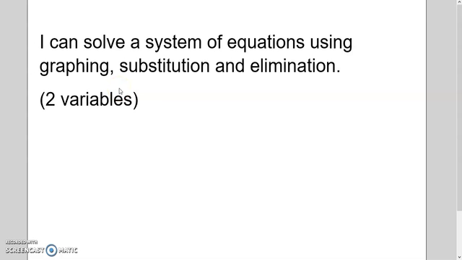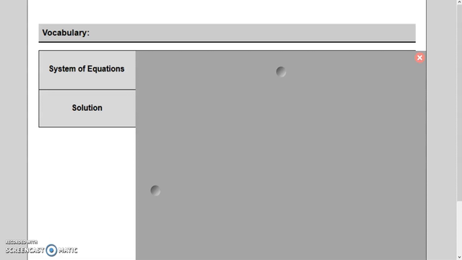So today we are going to go over solving systems of equations using graphing, substitution, and elimination. And the specific examples I'm looking at here today are with two variables and with two equations. So before we get into the methods, let's talk a little bit about some vocabulary and definitions.